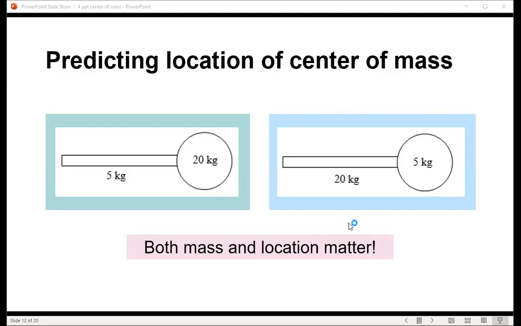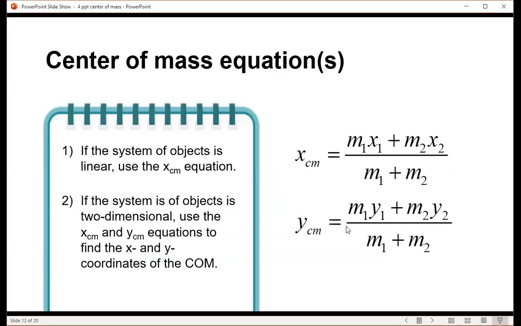And so we can take that concept now and put it together to come up with an equation that we can use to calculate the center of mass of something. And that equation is this. So this is X_CM. That stands for the location of the center of mass on the x-axis. It's equal to the first mass and its location on the x-axis, plus the second mass and its location on the x-axis, divided by the total mass.